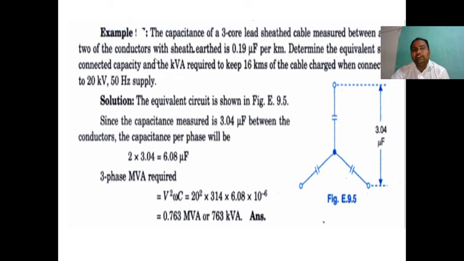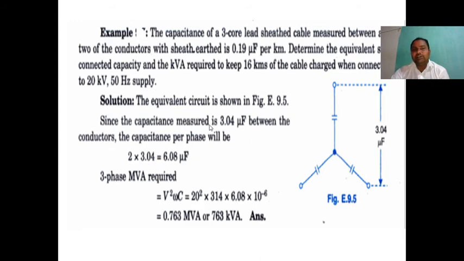They gave the conductor with sheath and earth. Sheath and earth means we consider the CE capacitance in star configuration. Already we discussed that one. So CE in star, in between point to point, point A, point B, point C, they have in between capacitance 3.04 microfarad. We need to find out the point to neutral capacitance. Already we derived that one.